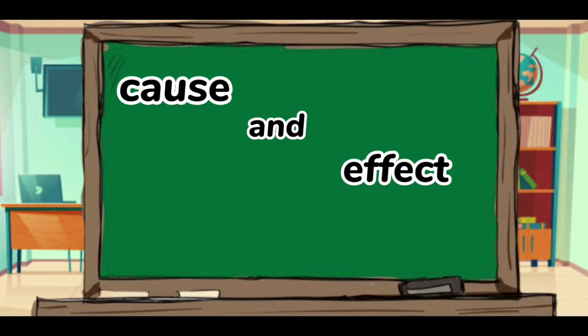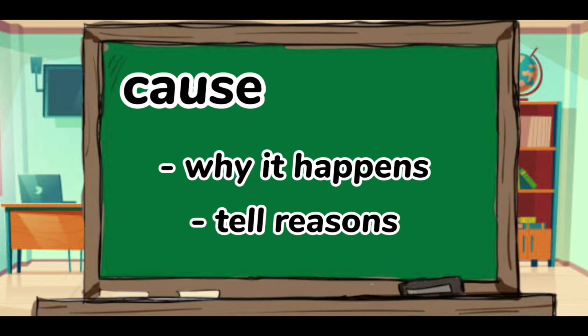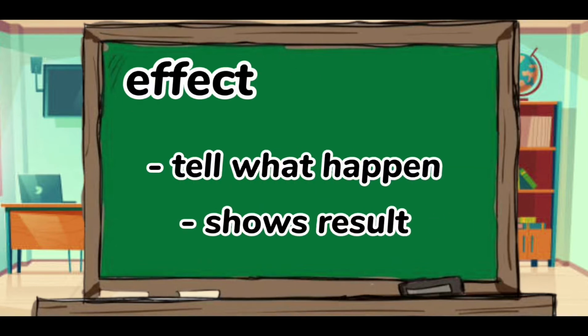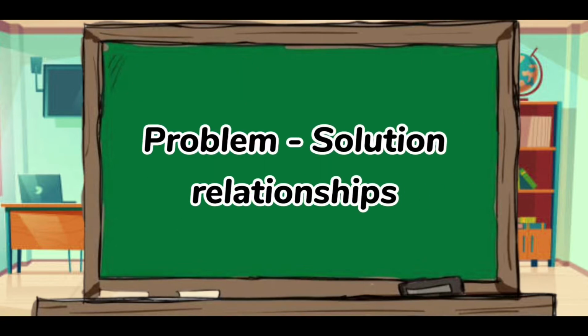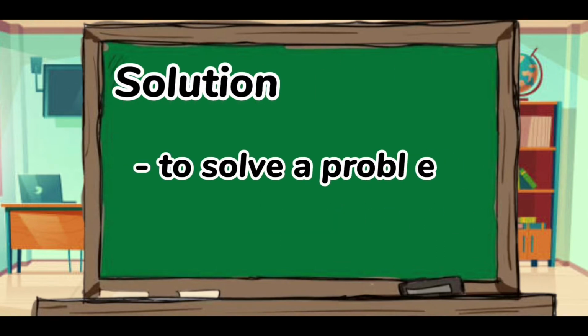Cause and effect relationships. Cause tells why it happens, or tells the reasons why. And the effect tells what happened, or it shows the result. Problem and solution relationships. Problem is the situation that involves a conflict. And the solution is a way to solve the problem.